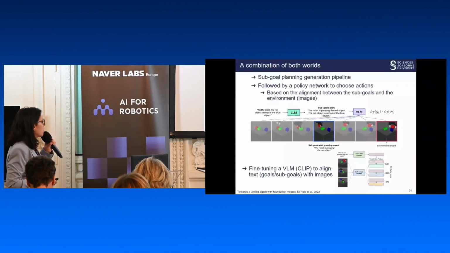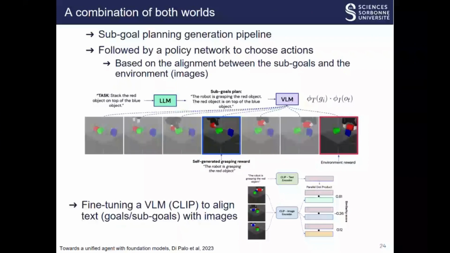You have here another work in which a large language model and a vision language model are used, but in a sequential way. First, we use the large language model to generate sub-actions or sub-goals for the plan. And then the visual language model aligns those sub-actions with different frames to provide a multimodal context. And then at the end, you have a policy network to choose the action you have to do according to this multimodal context. So the visual language model is a CLIP model in which the representations of the text and the images are aligned using a dot product.